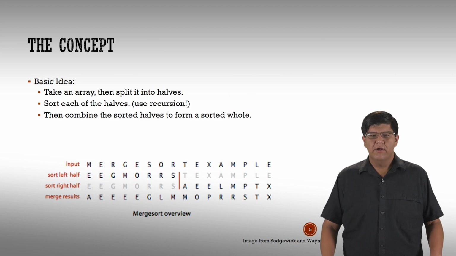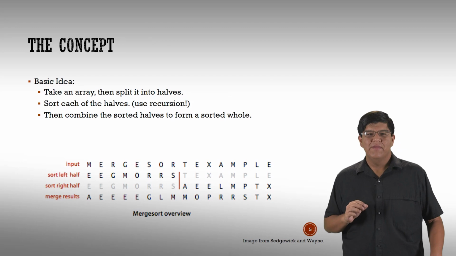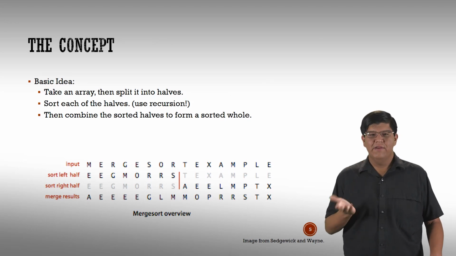In this video, we're going to go over the basic merge sort concept. This is going to be really clean. Okay, so take an array, split it in half. Take each half, sort it, then combine the sorted halves.